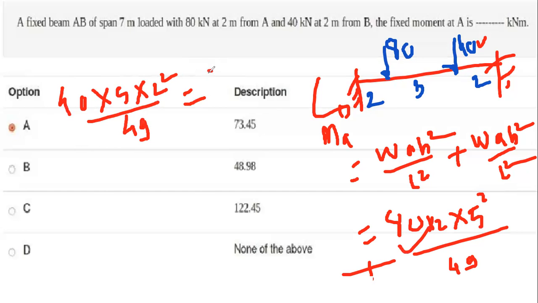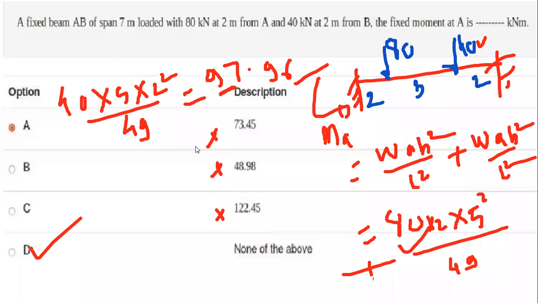So if you make the summation of these two quantities, the answer will be somewhere 97.96. That is the correct answer for the fixed end moment at A. But if you see the options, this is incorrect, incorrect, incorrect. Option D is the correct answer, as the fixed end moment is 97.96. So the correct answer is option D.